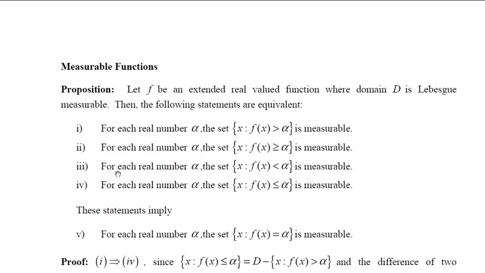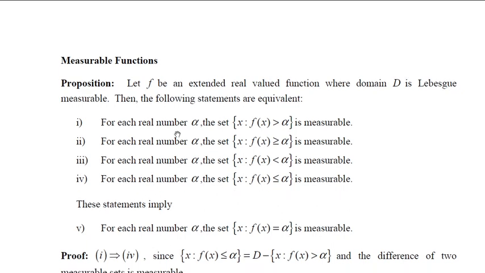And the third one is: for any real number alpha, the set of x such that f of x is less than alpha is measurable. And for each real number alpha, the set of all x where f of x is less than or equal to alpha is measurable. We have to show these four are equivalent. And these statements imply that for each real number alpha, the set of all x where f of x equals alpha is also measurable. Now let's prove these are equivalent.